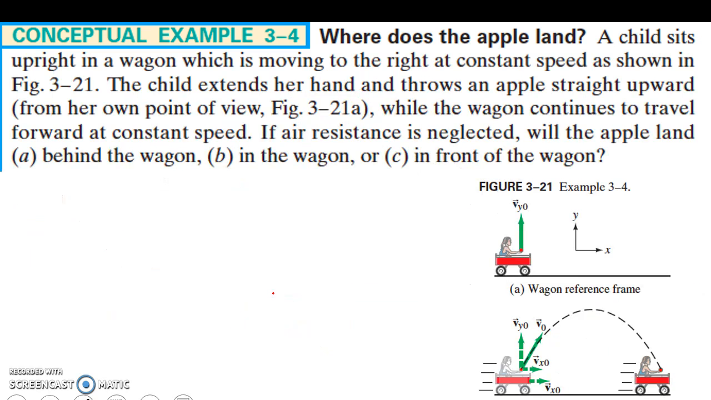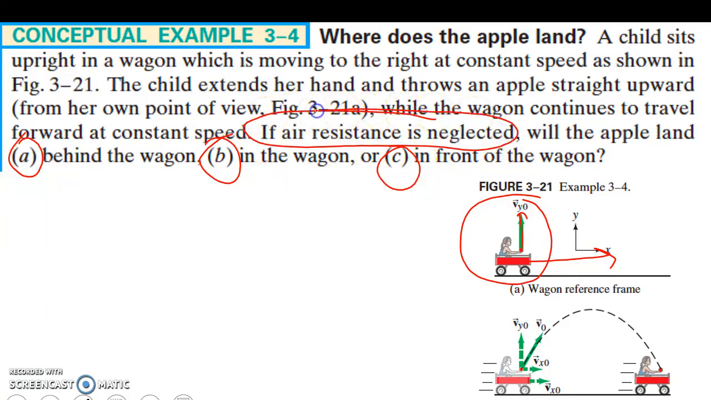So here's something to think about. You've got a child in a cart, and the cart, the wagon, is moving this direction. If the child throws an apple upward, where will it land? You might say it lands behind the wagon, in the wagon, or in front of the wagon. The big thing to say here is, if air resistance is neglected. If there's air resistance, obviously it'll be different.